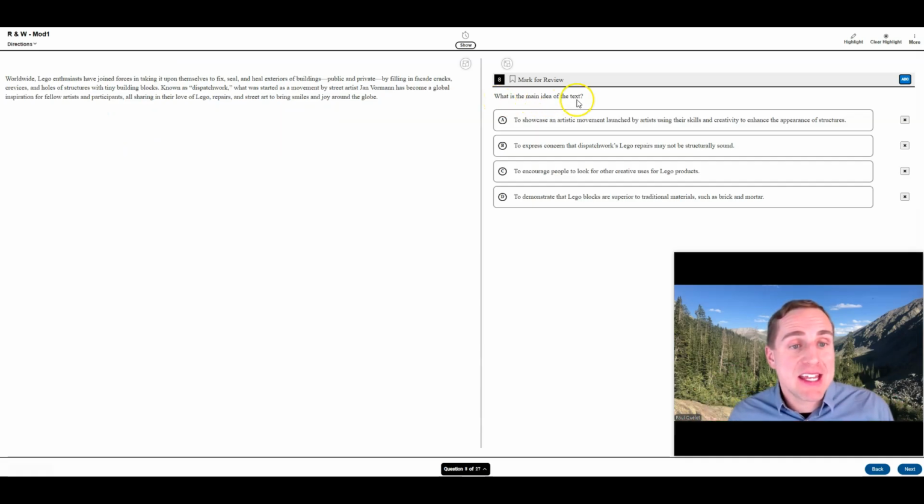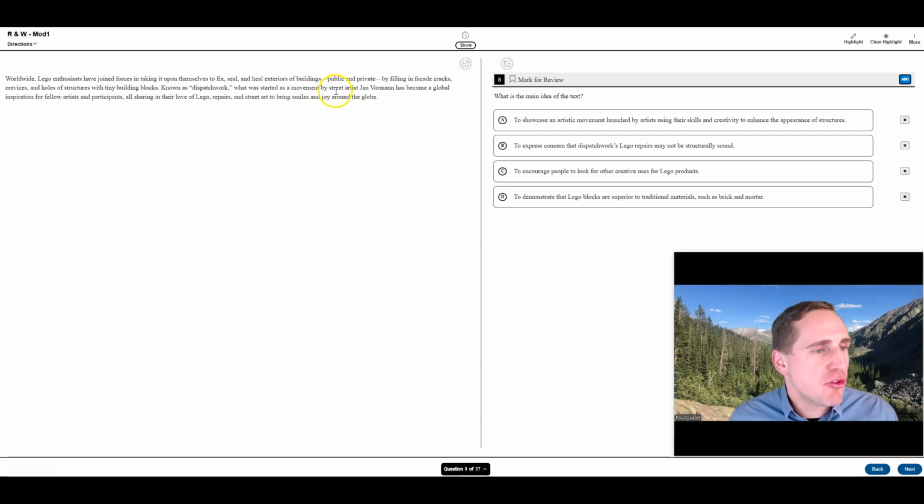What is the main idea of the text? And it's either going to showcase, express, encourage, or demonstrate something. Okay, worldwide Lego enthusiasts have joined forces in taking it upon themselves to fix, seal, and heal exteriors of buildings, public and private, by filling in facade cracks, crevices, and holes of structures with tiny building blocks, known as dispatch work.